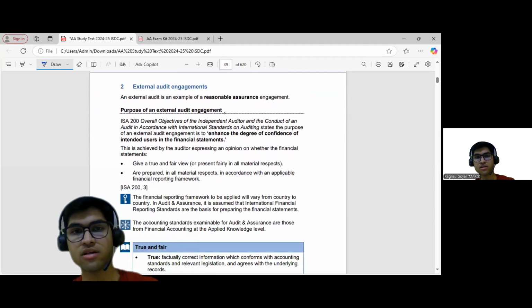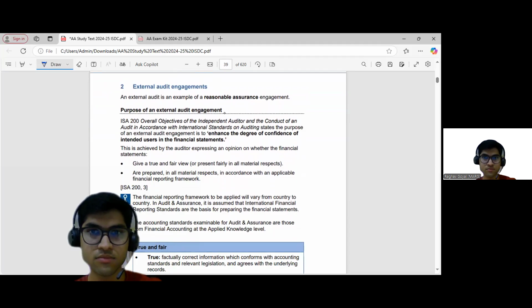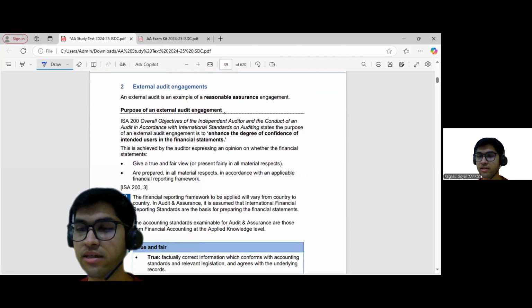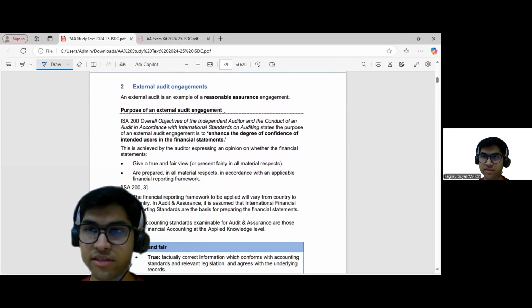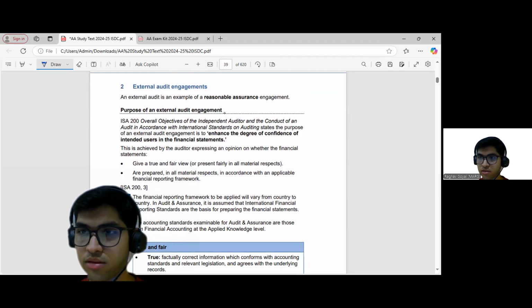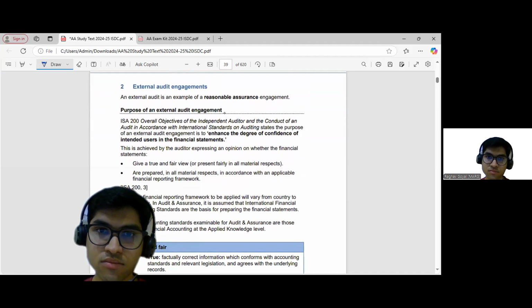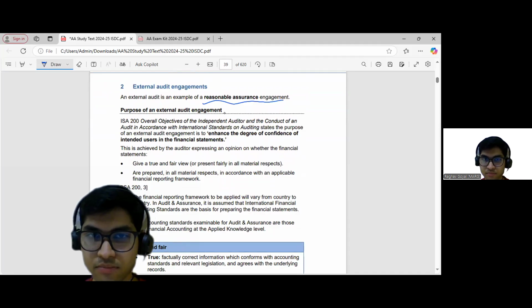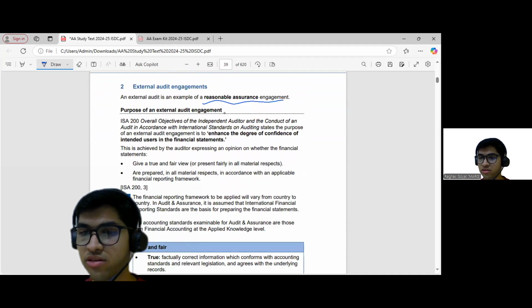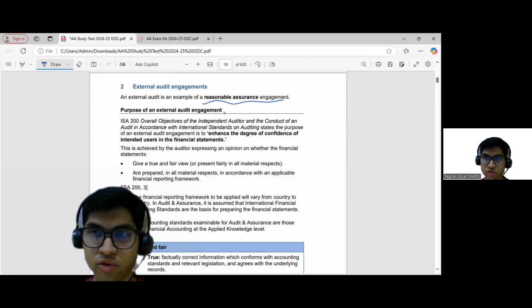Then we have external audit engagements. External audit is basically what an external auditor does, giving these assurance engagements. External audit is an example of a reasonable assurance engagement. Limited assurance is usually done by internal audit.